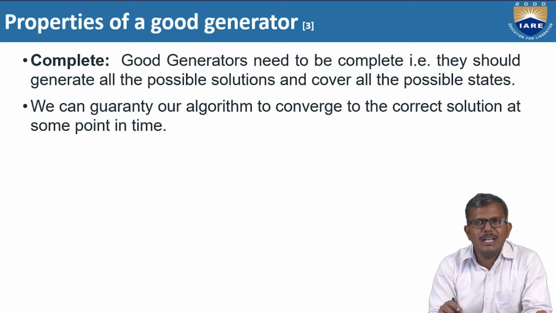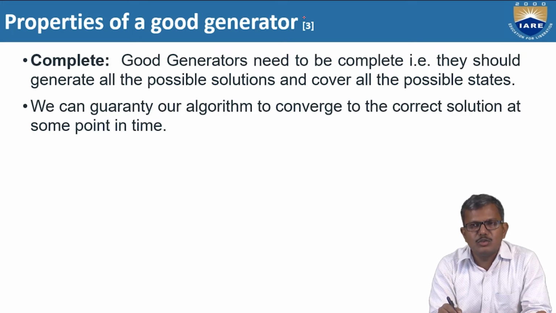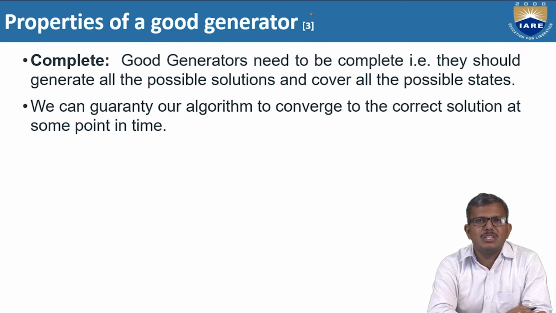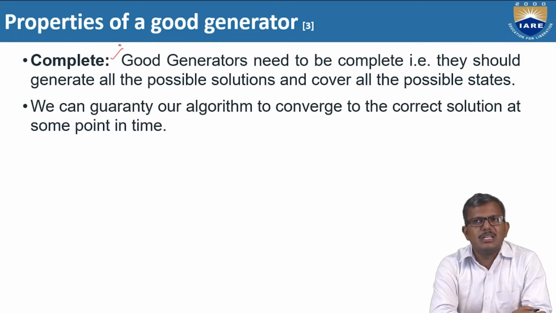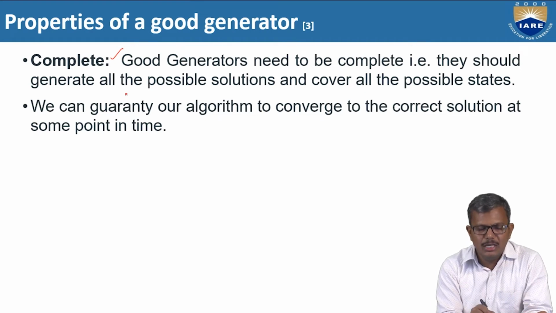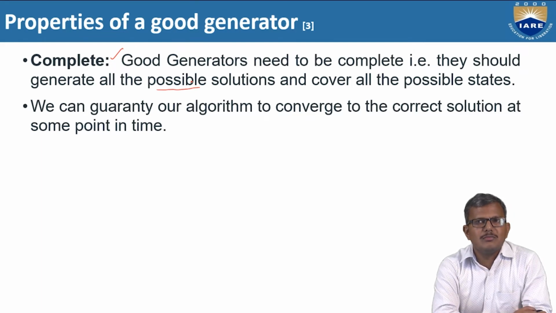So how can we guarantee that a generator is a very good generator, one which makes us move towards the next state? We will try to understand the different properties of a generator. One generator we can say is a complete generator. Why are we saying it is complete? Because it is going to generate all the possible solutions.